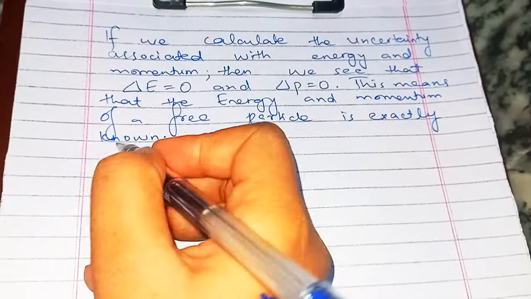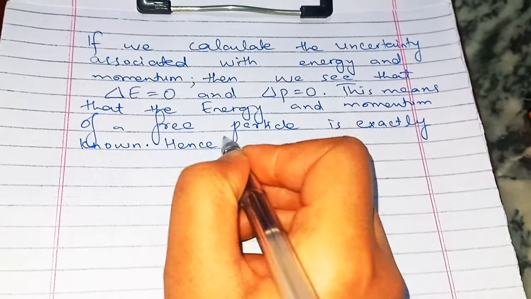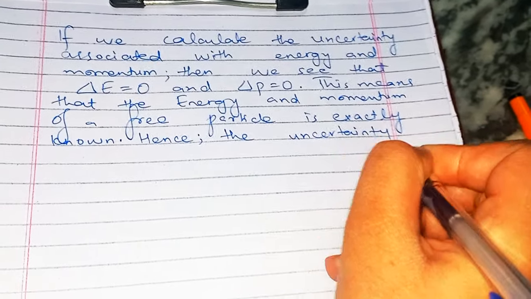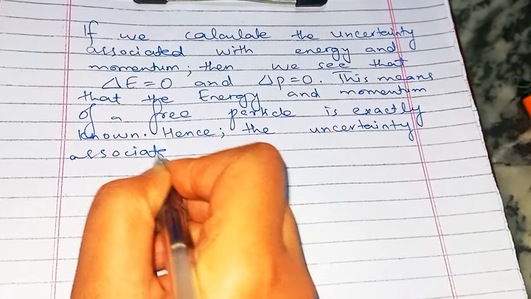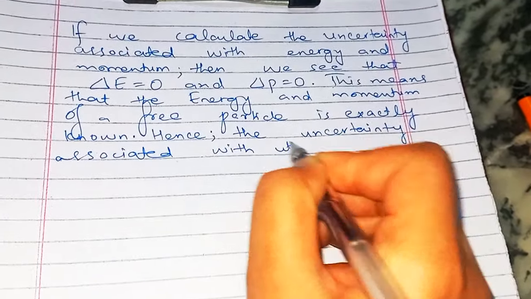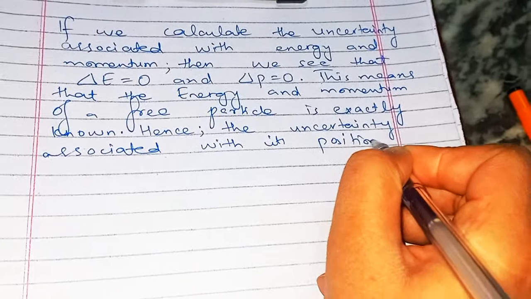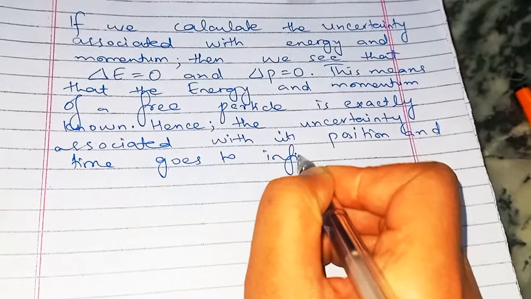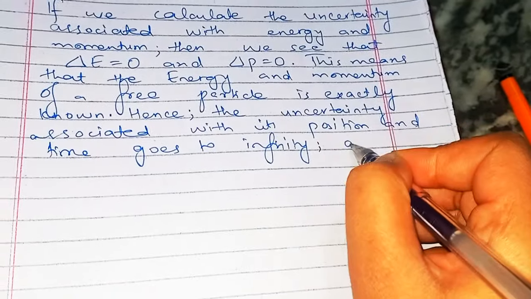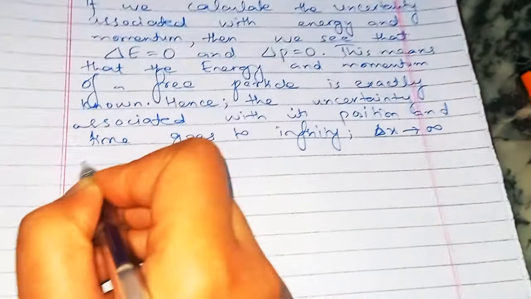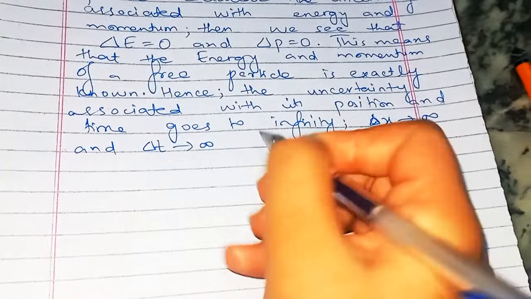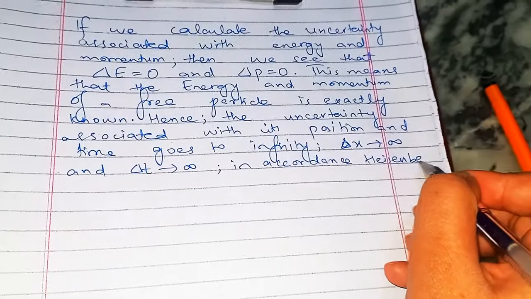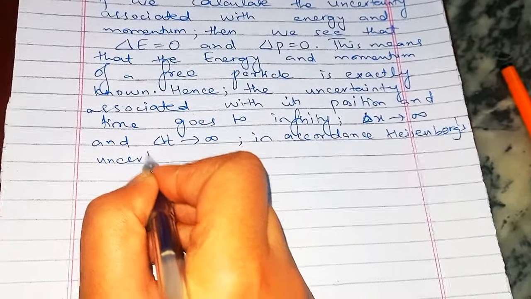Okay, and hence the uncertainty associated with its position and time goes to infinity. That is, delta x approaches infinity and delta t approaches infinity in accordance with Heisenberg's uncertainty principle.